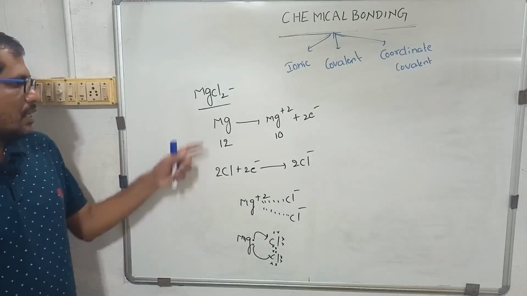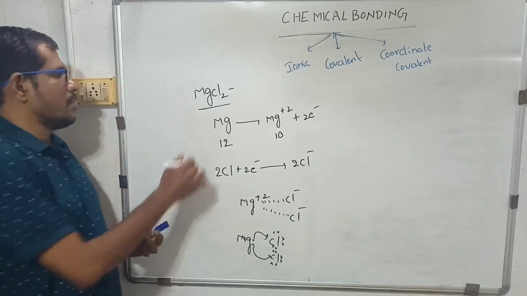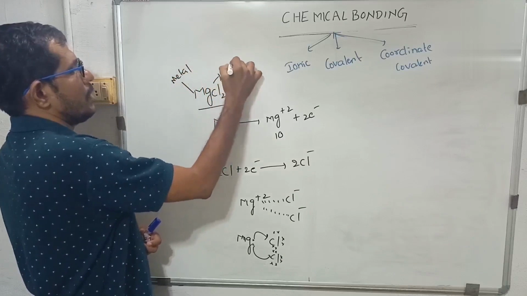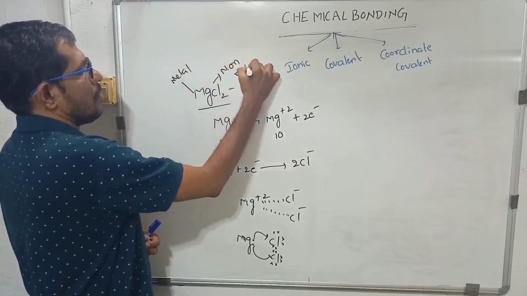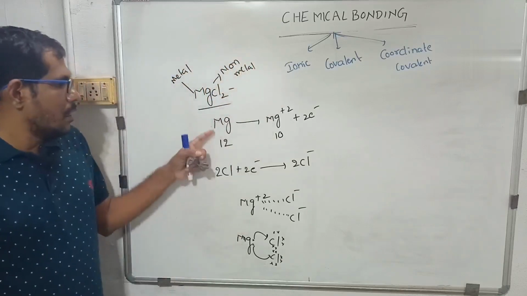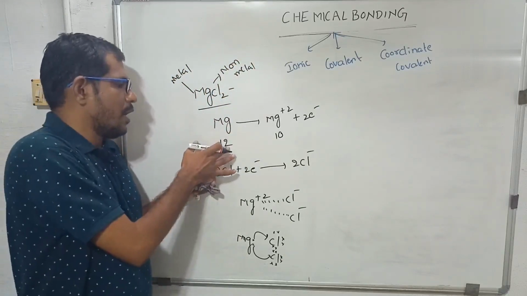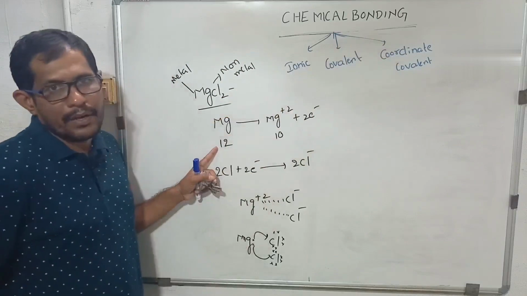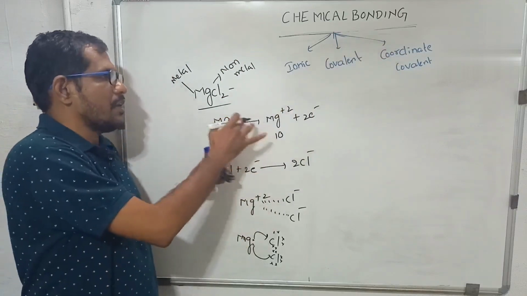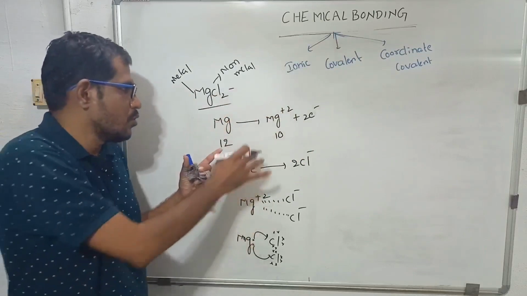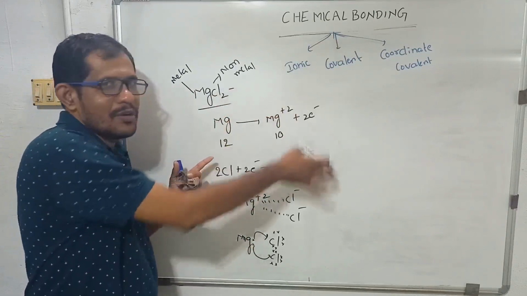I think you understood. First, magnesium is the metal. First always comes the metal, then the non-metal. Metal will lose electrons, non-metal will gain electrons. How many electrons is it going to lose? We can know that from the atomic number and the stable number. The difference between the atomic number and nearest stable number is 2, so these 2 electrons it is going to lose.